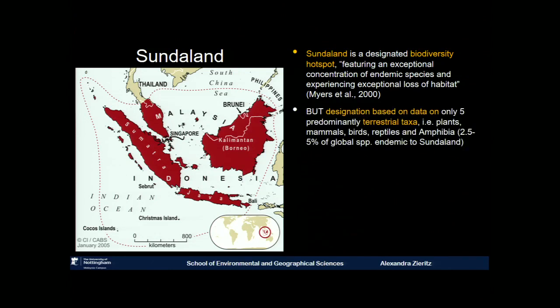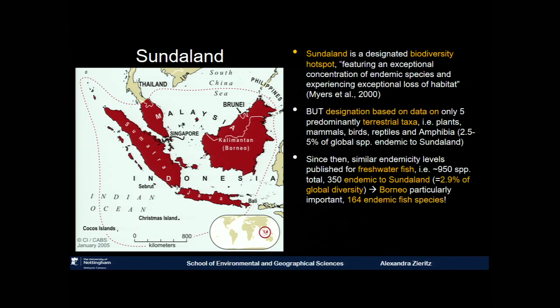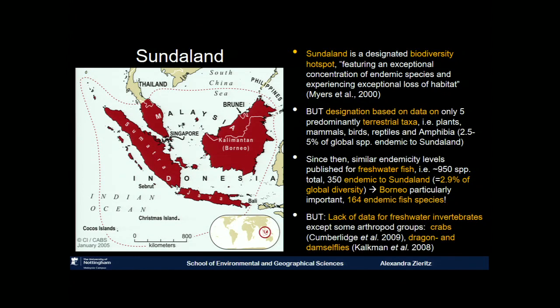So this definition of this biodiversity hotspot was actually based mainly on terrestrial organisms, once again, mainly mammals, vascular plants, etc. And for this, they show 2.5 to 5% of the global species are endemic to this region. We don't have much data on freshwater organisms, but the data we have on fish supports similar endemicity levels. But what I'm interested in is actually the lower animals, freshwater invertebrates. And for this, we have very, very little data.